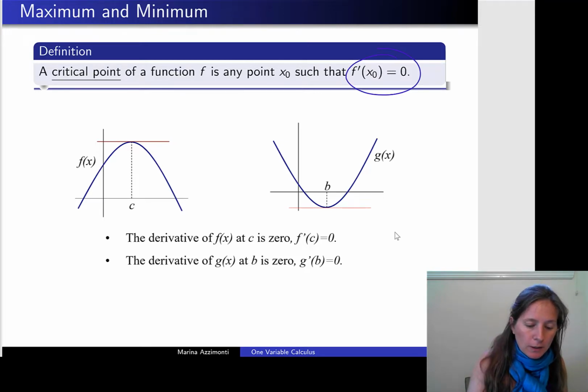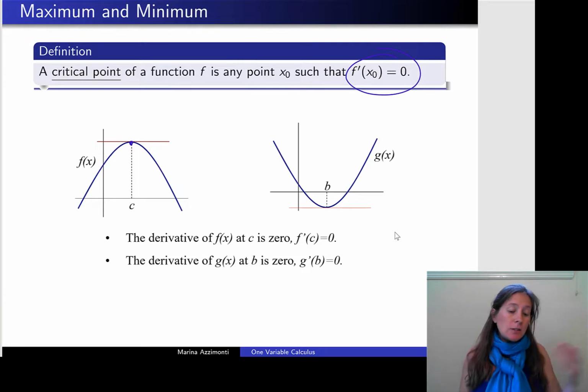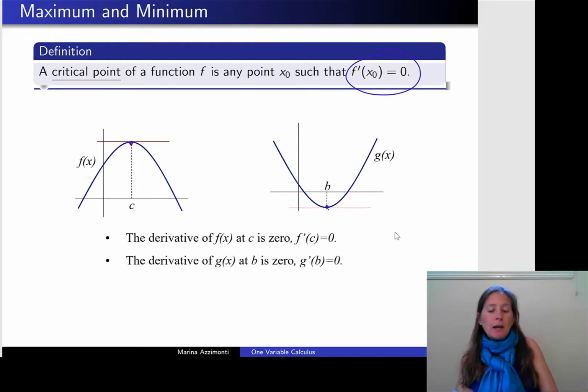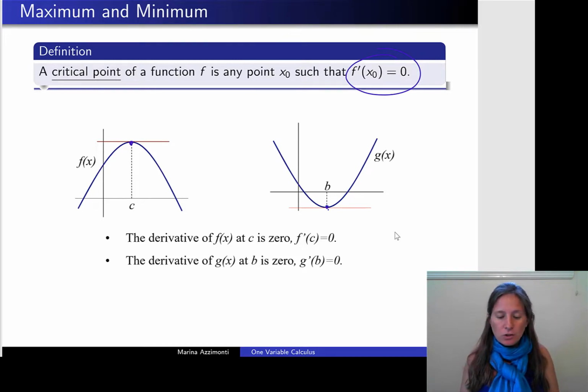So we could be like in point C, this is a critical point of the first function, or like in point B, this is a critical point of the function that is plotted to the right. Why? Because in both of them, the derivative is exactly equal to 0. So it's a point where the function is neither increasing nor decreasing.